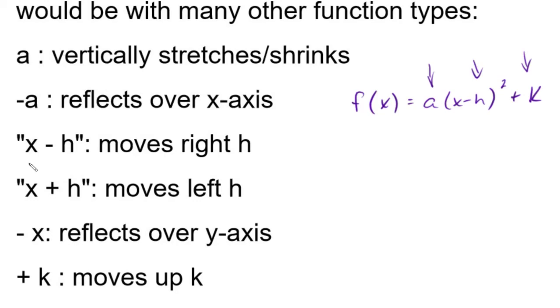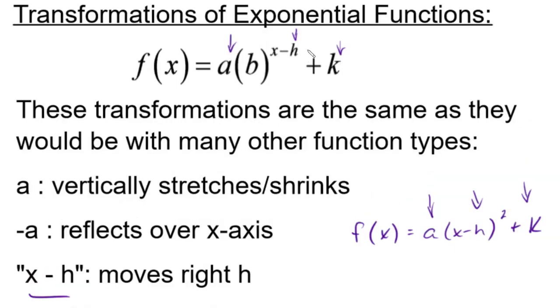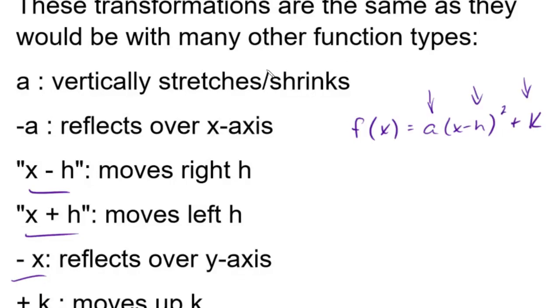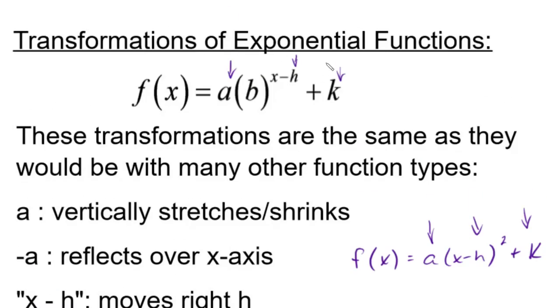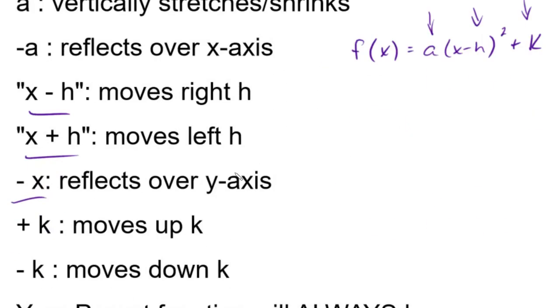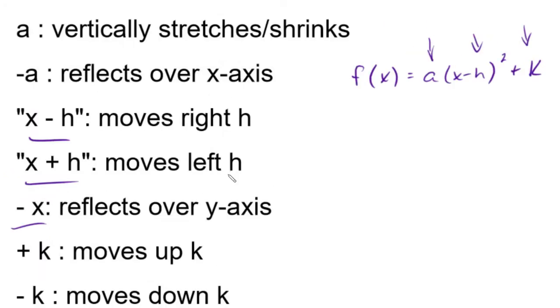So an x minus h moves right h, an x plus h moves left h. A negative x will reflect over the y-axis. So that's in the event that your exponent is negative. It'll reflect over the y-axis. A plus number at the end moves it up, and a minus number at the end moves it down. So I'll just keep it here for just a second, that if you guys want to pause the video and write this stuff down, you can do so.